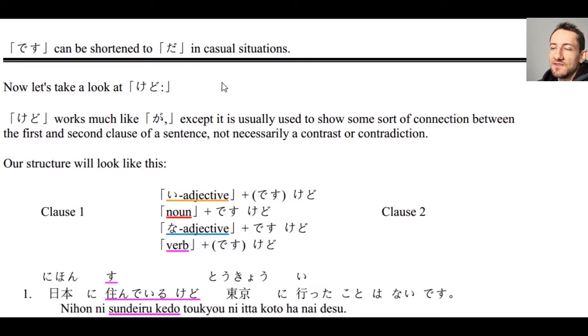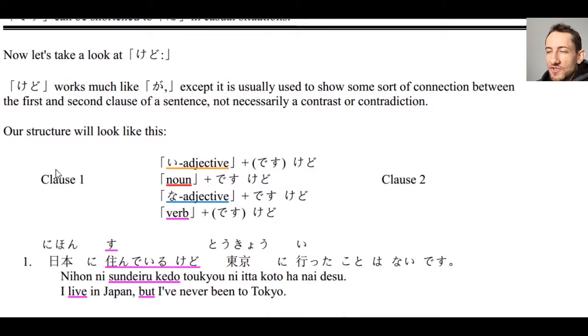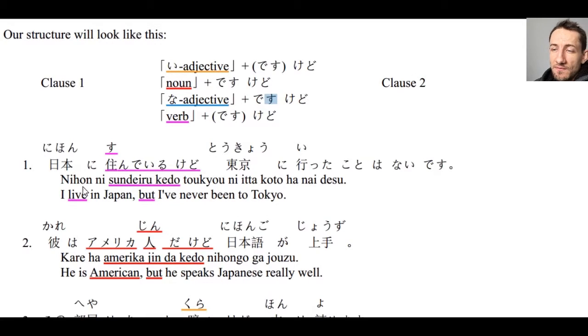We'll look at some example sentences to illustrate that. But you'll see that the structure is the exact same. With i-adjectives and verbs, we can omit desu if we want. Nouns and na-adjectives need desu or da or deshita or some form of desu between the noun or adjective and kedo. So let's look at the first example sentence. Number one, 日本に住んでいるけど、東京に行ったことはないです. So I live in Japan, but I've never been to Tokyo. Again, kedo is showing some kind of maybe unexpected result. I live in Japan, but I've never been to Tokyo.